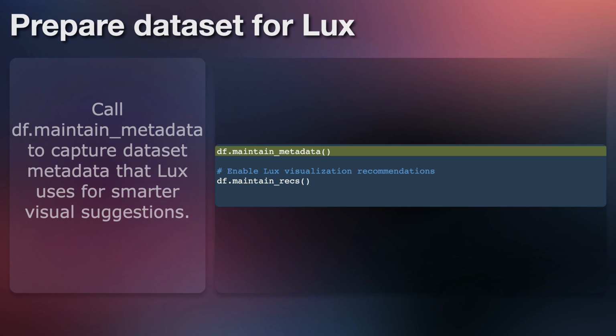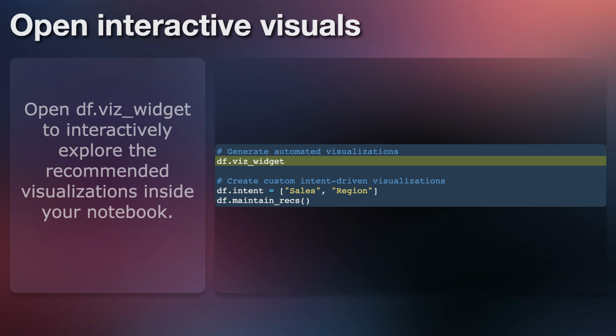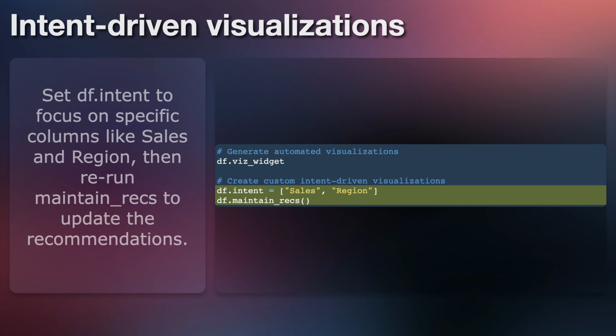Call df.maintain_metadata to capture dataset metadata that Lux uses for smarter visual suggestions. Call df.maintain_recs to generate or refresh Lux's visualization recommendations. Open df.viz widget to interactively explore the recommended visualizations inside your notebook. Set df.intent to focus on specific columns like sales and region. Then rerun maintain_recs to update the recommendations.